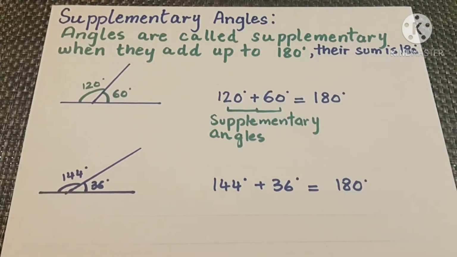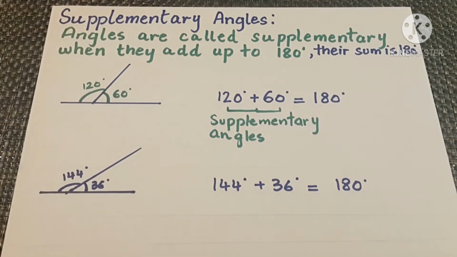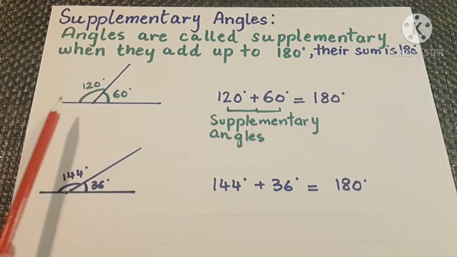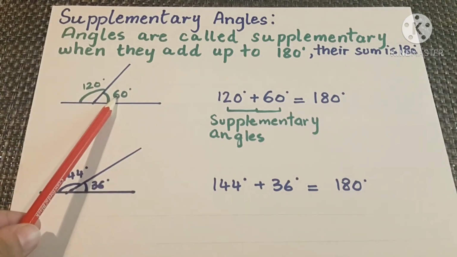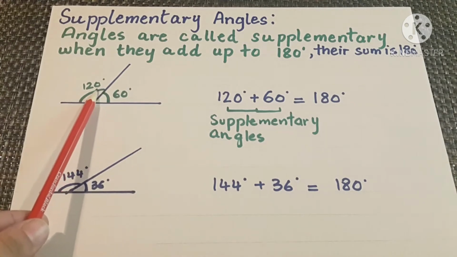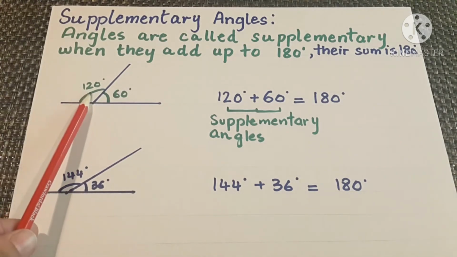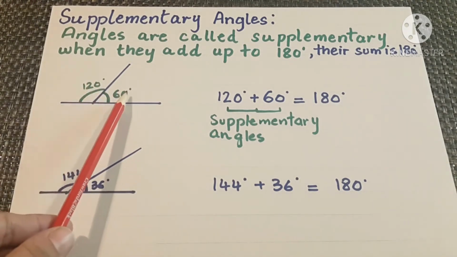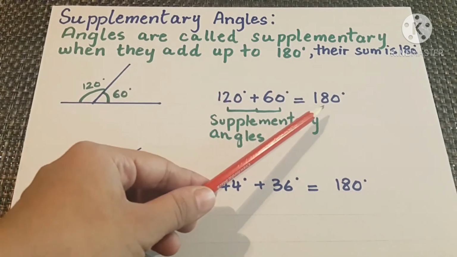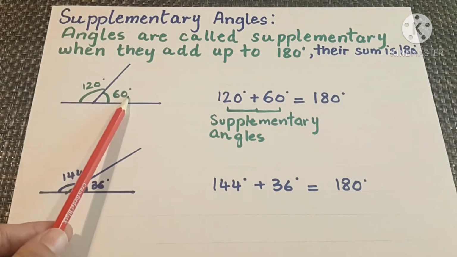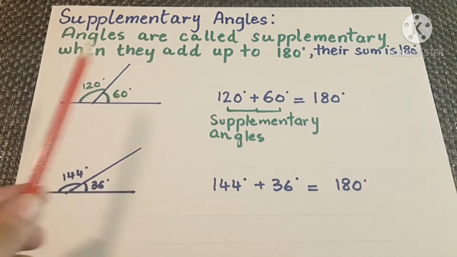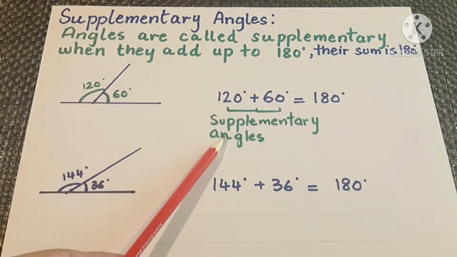Supplementary angles. Angles are called supplementary when they add up to 180 degrees, or their sum is 180 degrees. Now here in this figure you can see one angle is of 60 degrees and the other angle is of 120 degrees. When we add both the angles they give us 180 degrees. So the angle 120 and angle 60, both the angles are called supplementary angles.